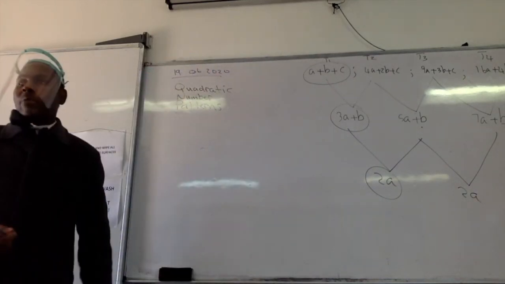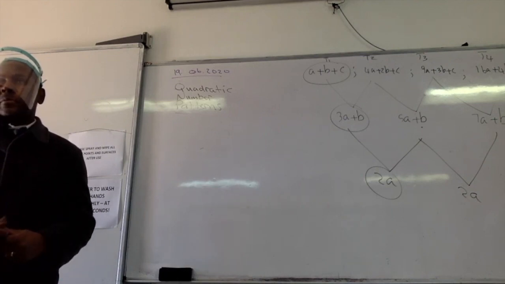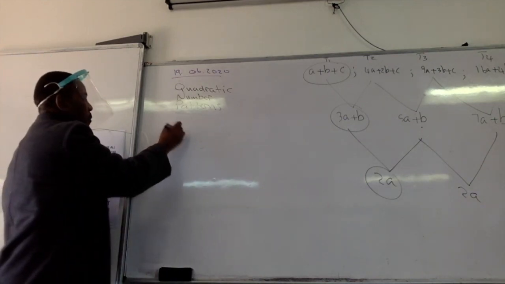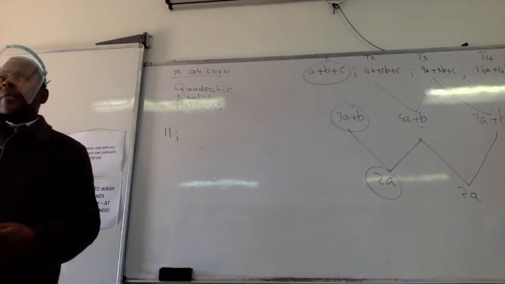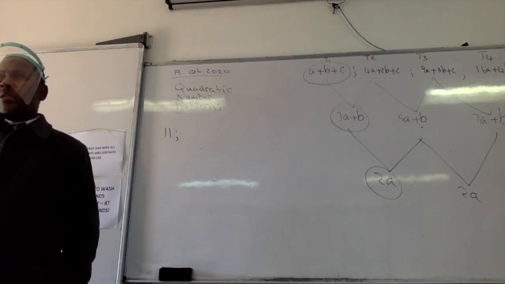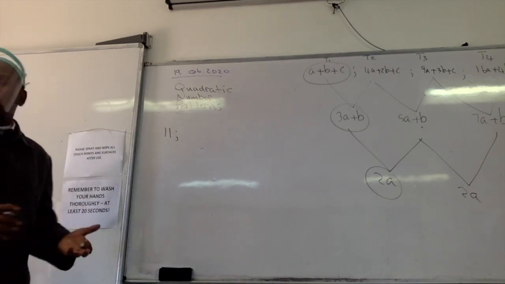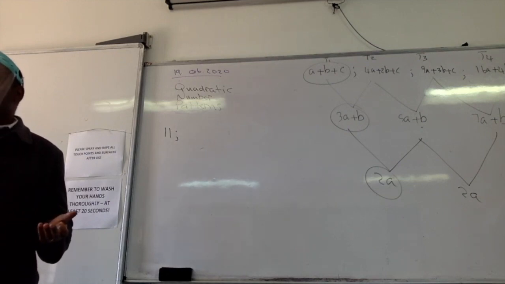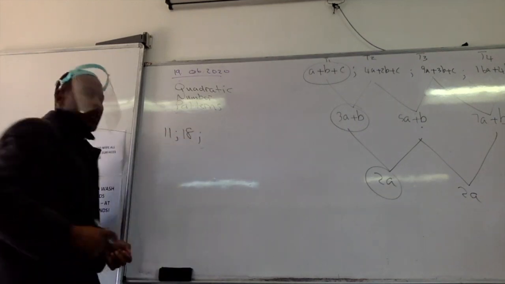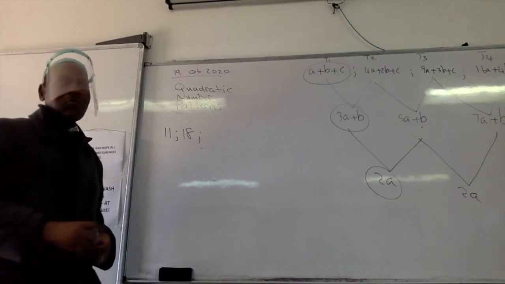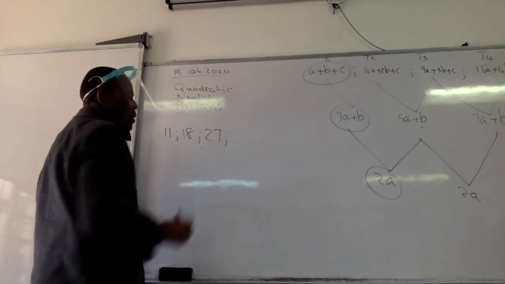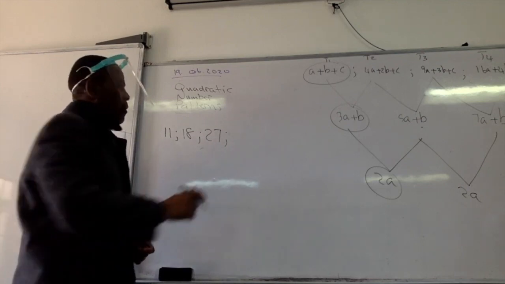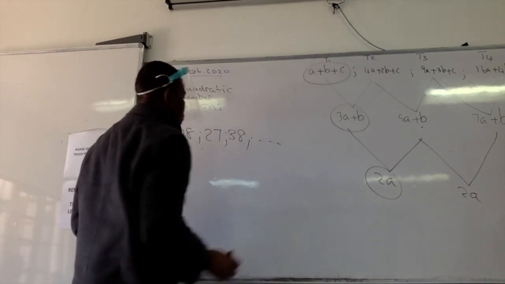What is 3 squared plus 2? What about 4 squared plus 2? What is 4 squared plus 2? 18. 5 squared plus 2? 27. 6 squared plus 2? 38. Okay, let's see whether this works.